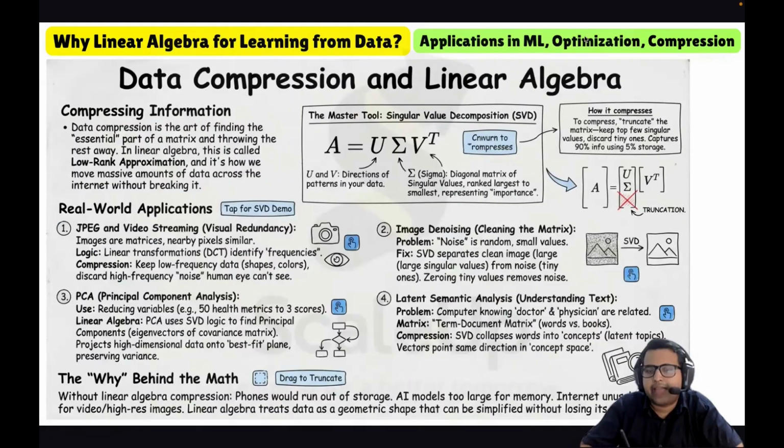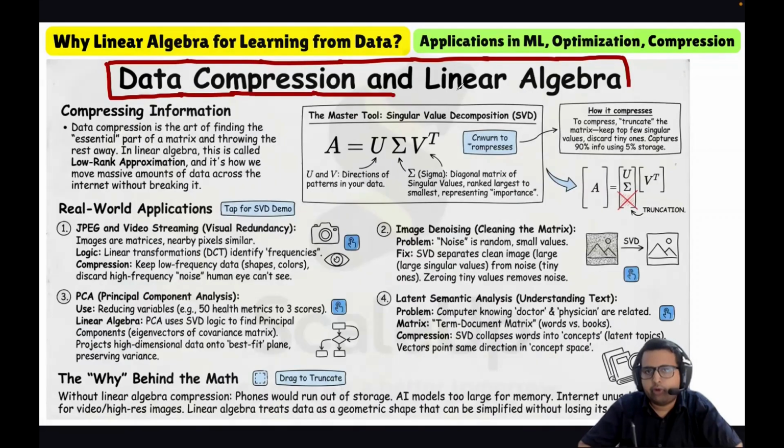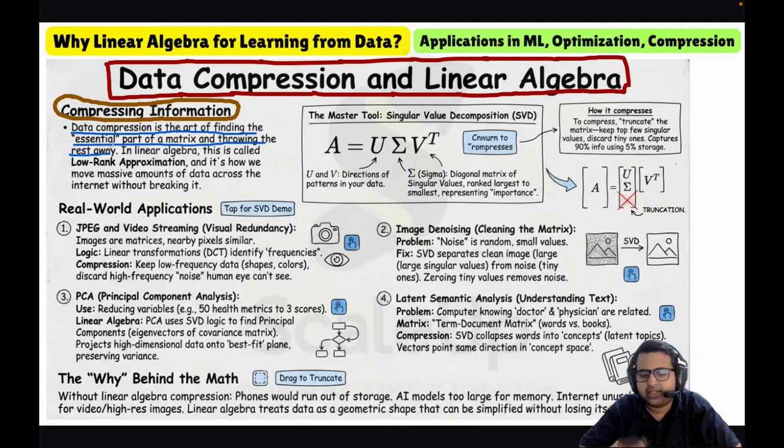Now let us discuss the application of linear algebra in data compression. So what role does linear algebra play in data compression? First, let us understand the meaning of data compression. What do we mean by compressing information? Data compression is the art of finding the essential part of a matrix and throwing the rest away.